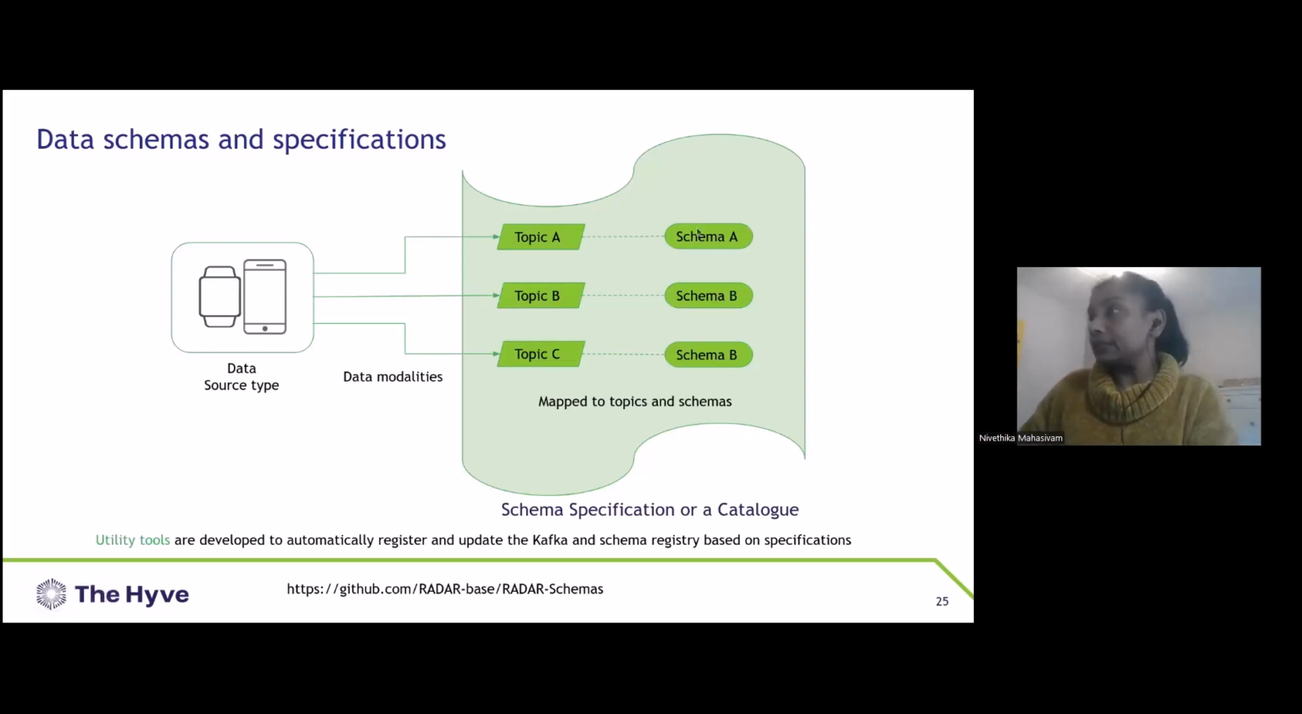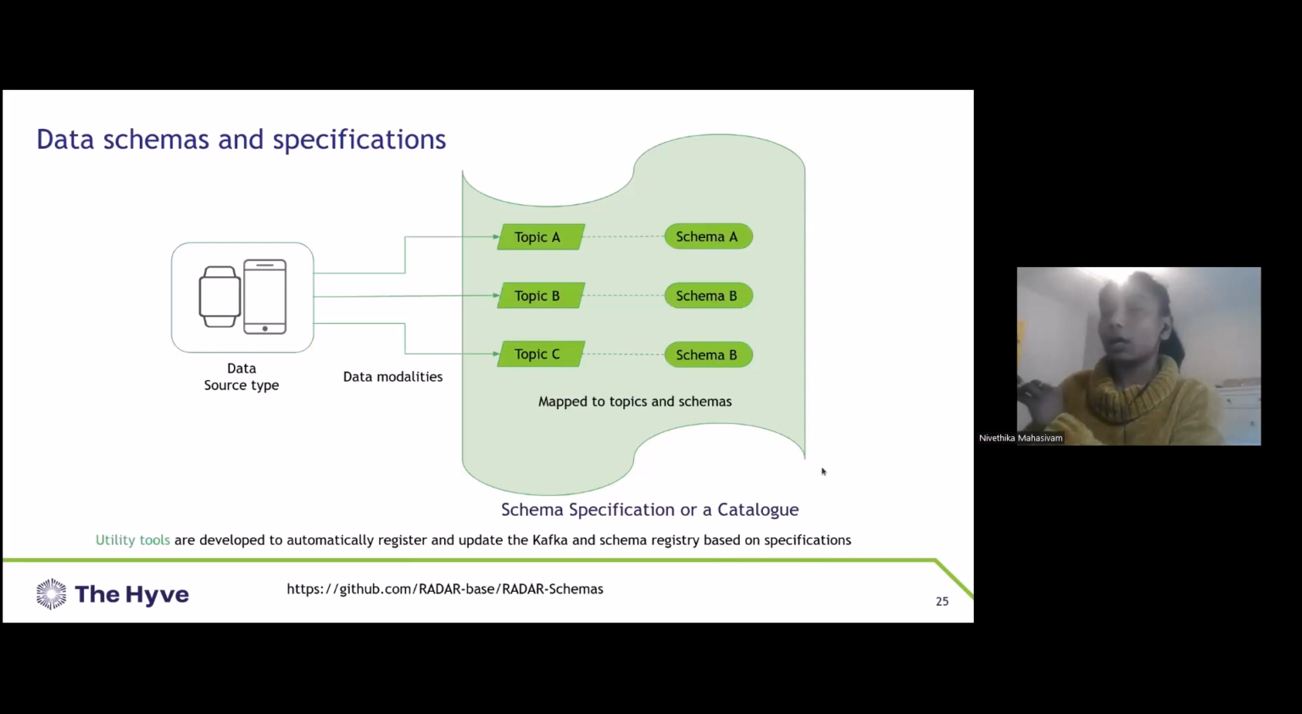So as I said, from a particular wearable or a device, you check what kind of data you want to collect. There's often more than one data modality you want to collect from a particular device, like accelerometer, magnetometer, gyroscope, etc. And then you check what kind of data you need. And each of these data streams is sent to a separate topic. And each topic is mapped to a particular schema that we create. And at the end of the day, there's a specification or a catalog.